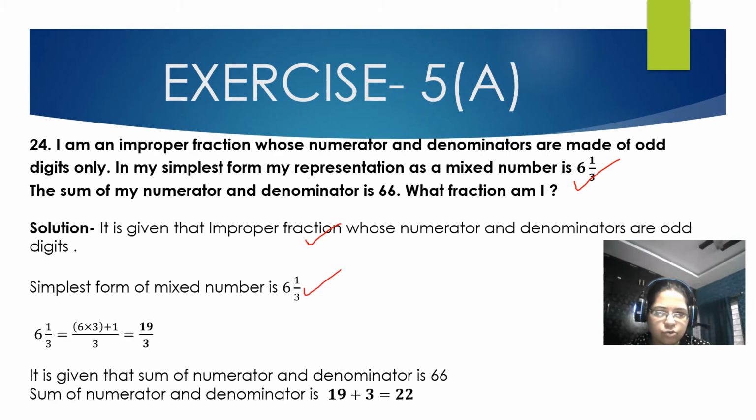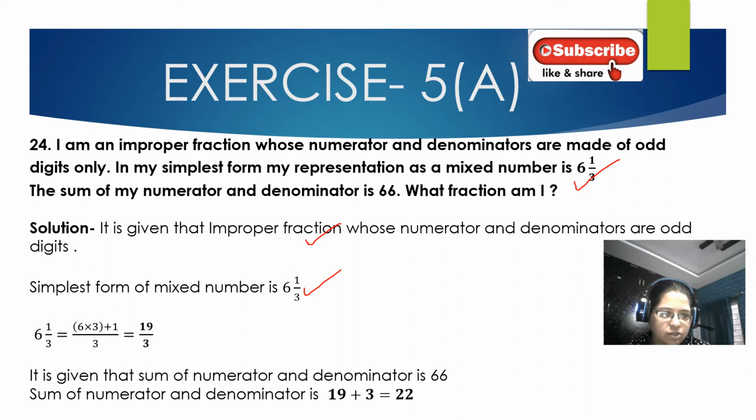First we convert this 6 1/3 into an improper fraction. Multiply the denominator with the whole: denominator 3 multiplied with whole 6, plus the numerator 1, divided by the denominator 3. So 3 multiplied with 6 is 18, 18 plus 1 is 19. So 19 divided by 3 is the improper fraction.